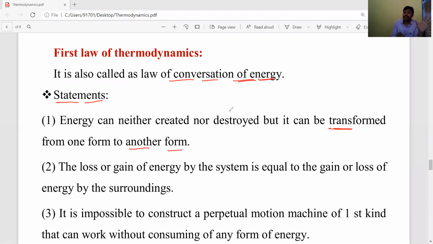There are different statements. If asked to define the first law of thermodynamics, you can write any one of the statements, but the mathematical equation must be unique. By using that mathematical equation, we need to remember the different conditions. Those conditions are all important for objective examinations. Okay, students, another definition: the loss or gain of energy by the system. For example, think of system and surroundings.